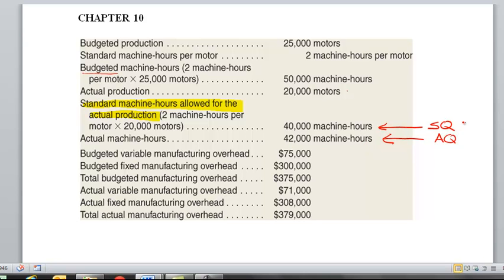So this is typically where students make a mistake. They think it's asking for, in the formulas SQ, AQ, the machine hours per motor, but it's asking for the machine hours per motor times actual production. Then we're given budgeted variable and budgeted fixed. When you add it up, you get total budgeted overhead of 375. Actual variable overhead and fixed overhead. Add it up, you get total actual overhead of 379.